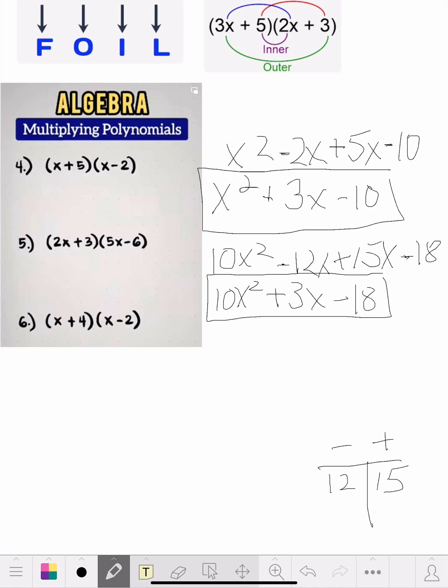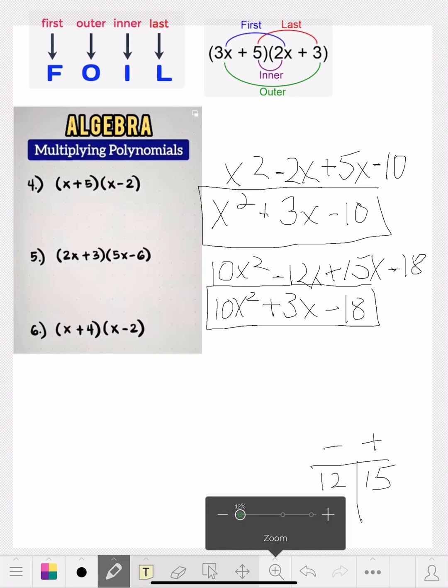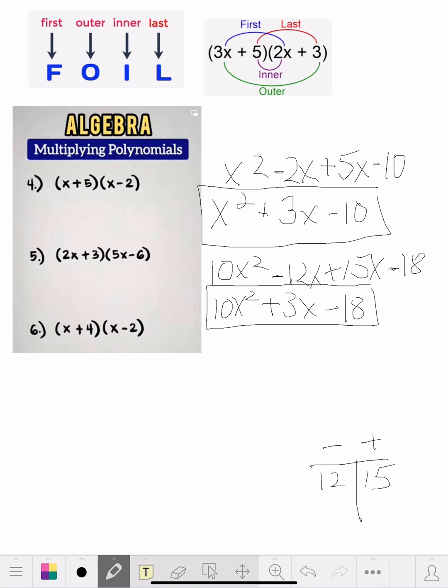Now the next one. We'll do the first ones. It's going to be x times an x. What's that going to be? x squared. Now we're going to do the outers. x times a negative 2 is going to be negative 2x. Now we're going to do the inners. A positive 4 times an x is going to be a positive 4x. Now, a positive 4 times a negative 2 is going to be a negative 8.